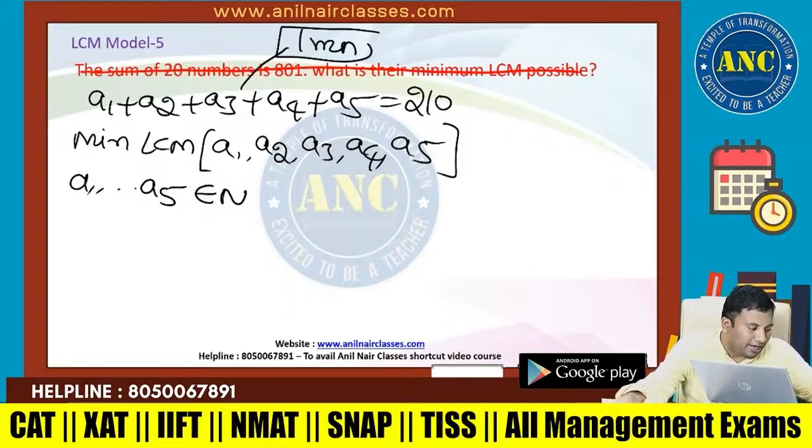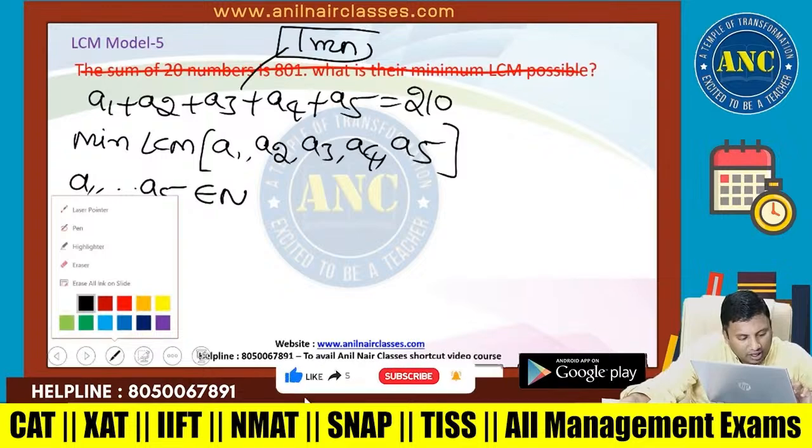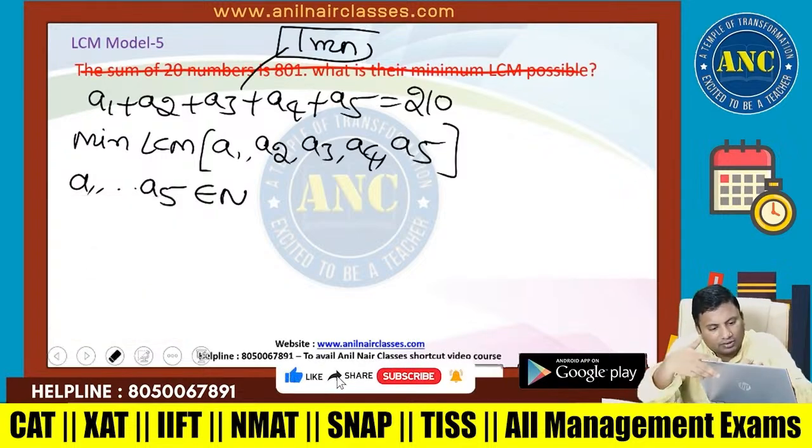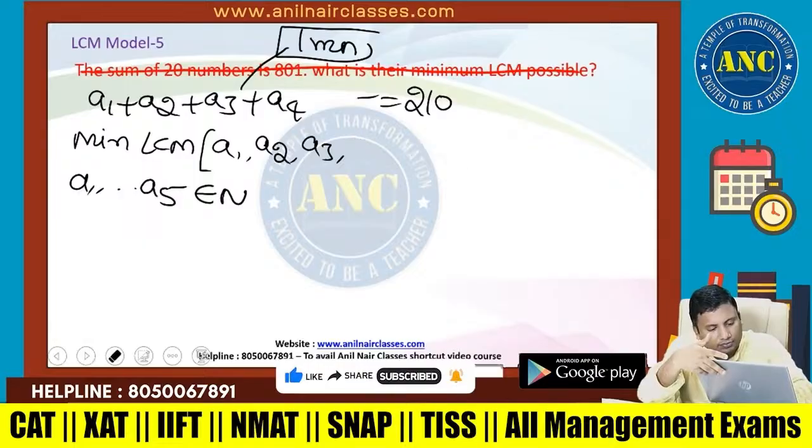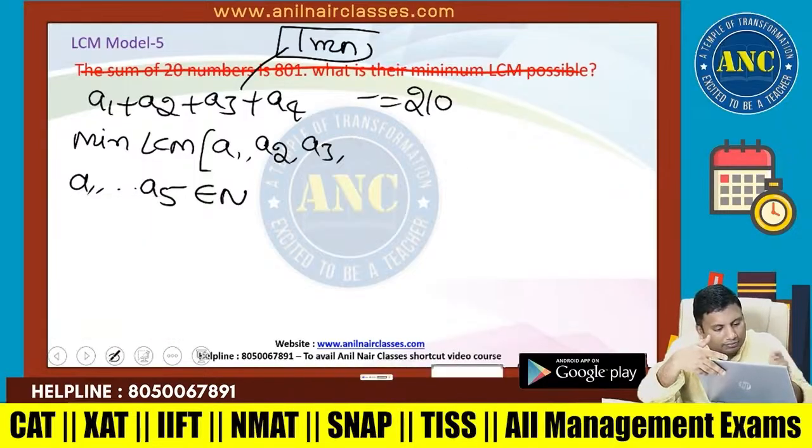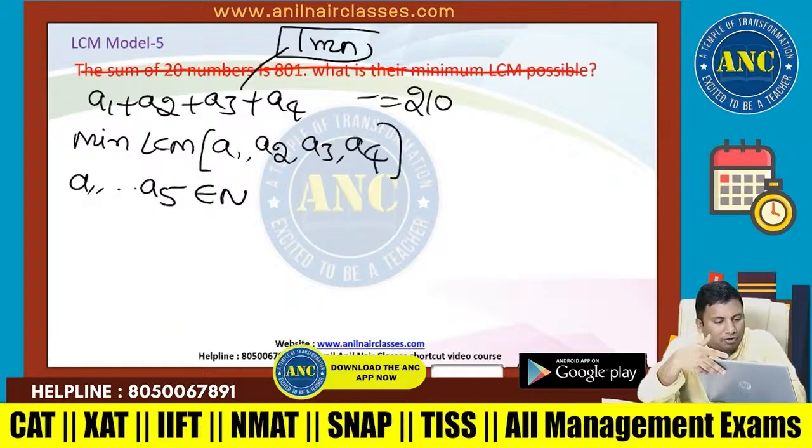A1, A2, A3, A4. Good, I got so many answers. Somebody said 42. Somebody is saying 5. I think one minute, sir. I will change this one. Now tell me the answer. A4.